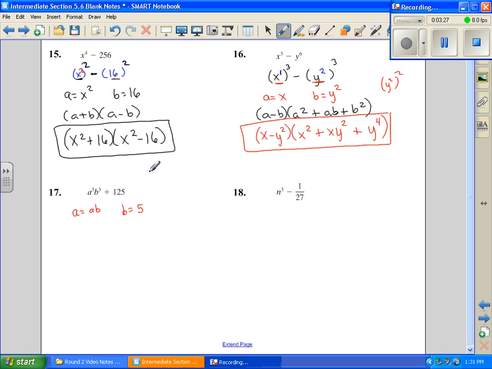I need to write my formula, which is sum of perfect cubes. It's going to be this formula, which, like I said, you have to memorize, so practice. Write it every time. Now I want to substitute my A and B in, so it's going to be A plus B, times A squared, B squared, you have to square both of them, minus 5 A B plus 25.